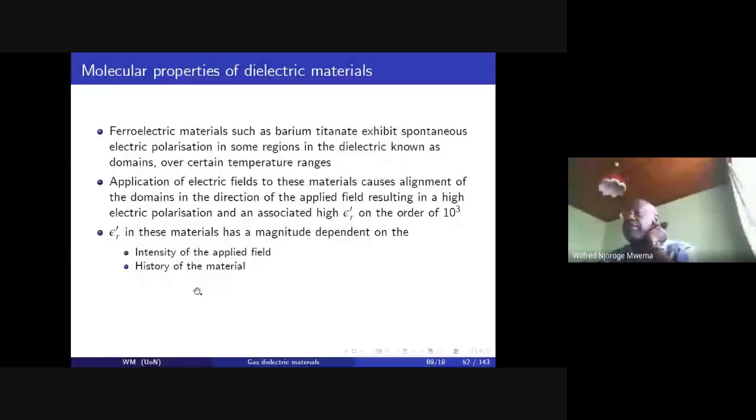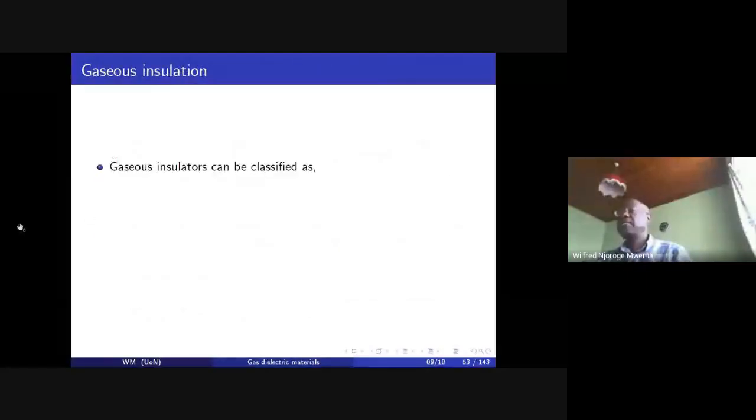The material has a history of applied voltage to it, and therefore an associated material memory. Gaseous insulators: argon, hydrogen, and so forth.